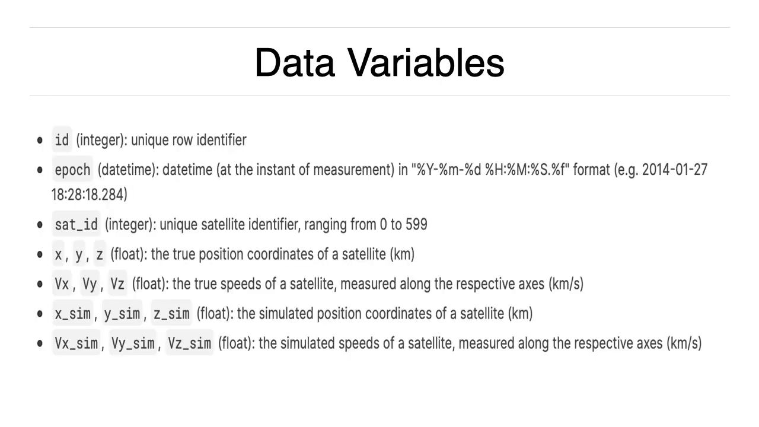Now to go into the details about the variables. The first variable is ID, and it represents the unique row identifier. Next, you have the epoch, which is a date and time provided to give the time when the sample was taken. Then you have sat-ID, which identifies which satellite is being tracked. X, Y, and Z represent the true position coordinates of the satellite. Vx, Vy, Vz represent the true speeds of the satellite. X-sim, Y-sim, and Z-sim represent the simulated position coordinates of the satellite. And finally, Vx-sim, Vy-sim, and Vz-sim represent the simulated speeds of the satellite.